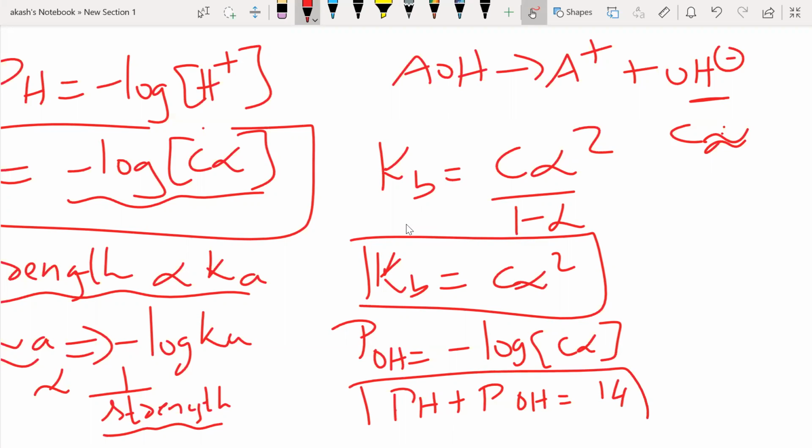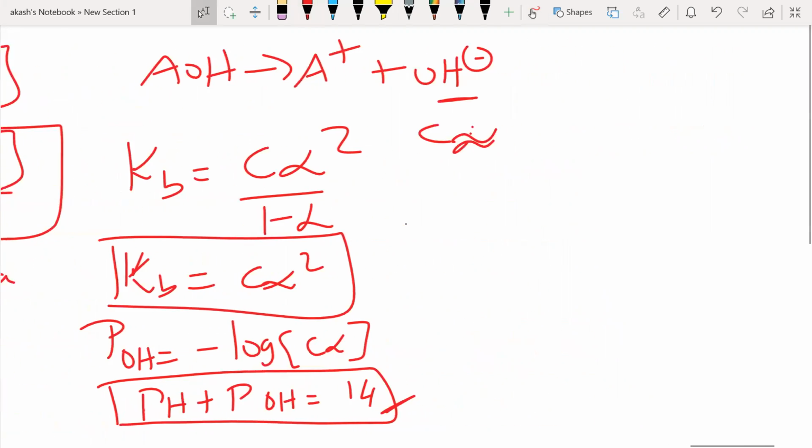Mostly, guys, you will not be asked to calculate, I mean, the choices or the answers will not be in terms of POH. It will always be in terms of pH only, right? So after you calculate POH, then you calculate pH from the equation pH plus POH is equal to 14. Okay, right? Fine. So that's about the base. We studied weak acids, we studied weak bases. Now, the next thing we'll see is about the salts.